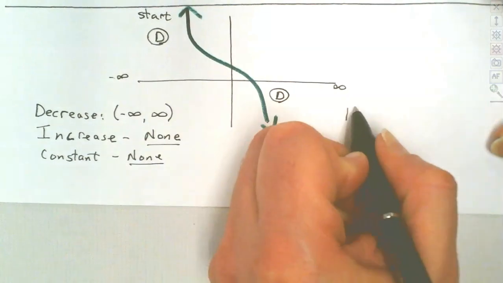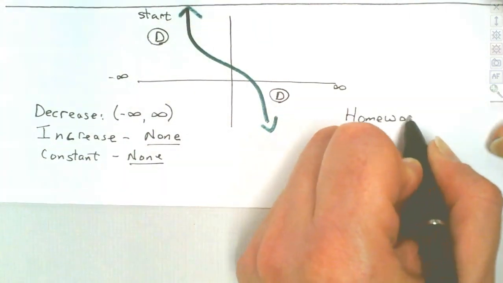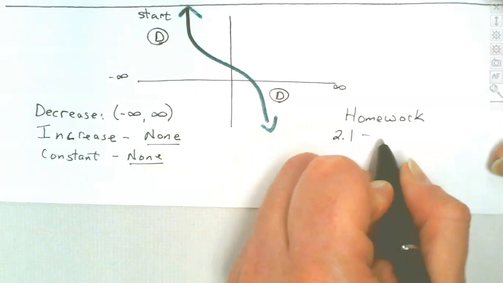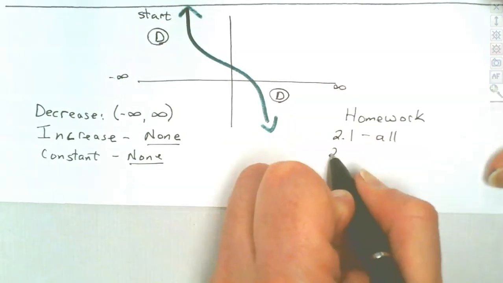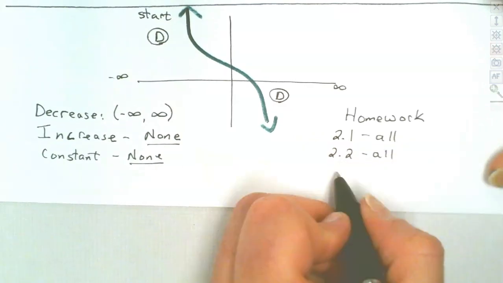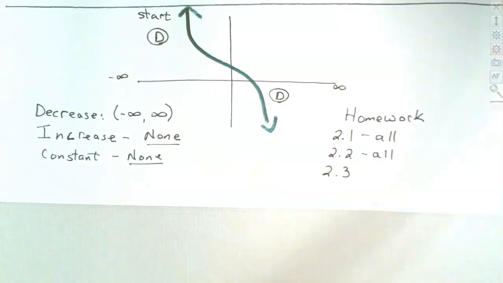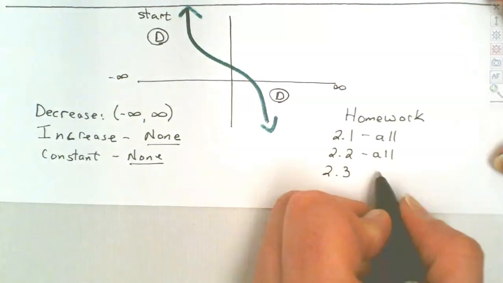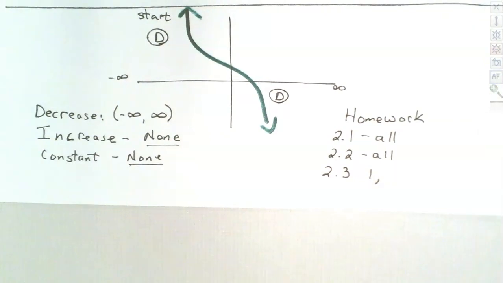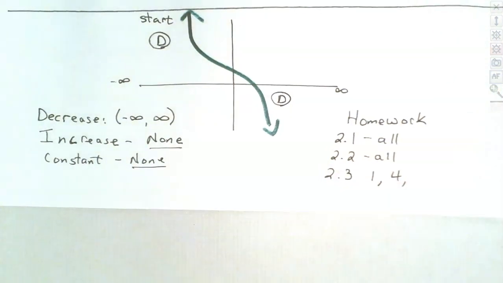What about your homework? Now, we did cover quite a bit of material today. So your homework, you should be able to do all of 2.1, all of 2.2, and 2.3, we didn't cover it all, but we did all the graphs, and we talked about the domain and the range. So for 2.3, you should be able to do question 1. Let's see, question 4. We haven't talked about those yet. And 9, 9 and 10. I don't think there's any others that we've talked about yet.